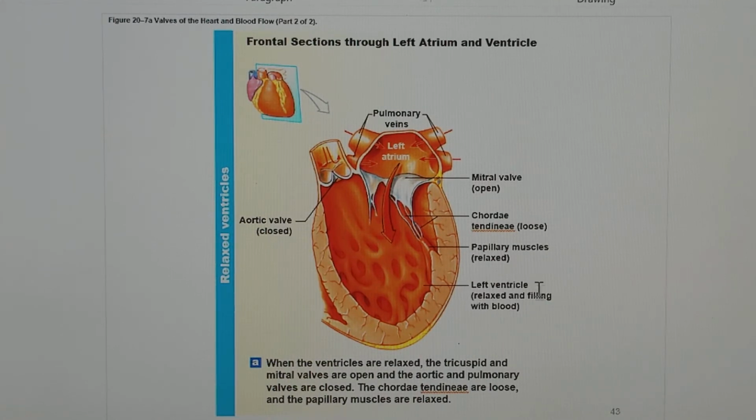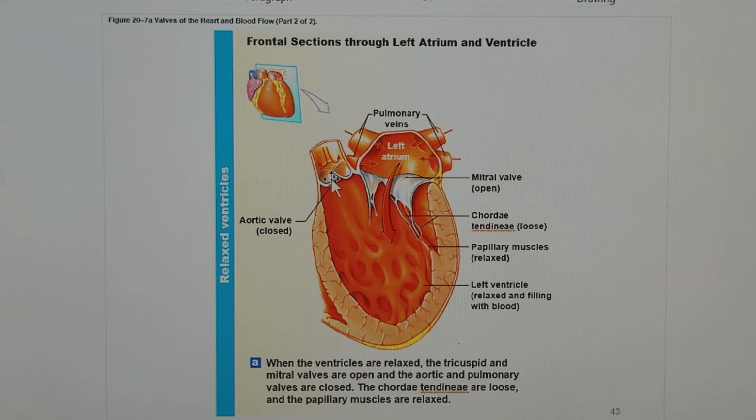I'll go through that again here. As the atrium is filling blood into the ventricles, the mitral valve is open. Blood comes in here. It's coming from the pulmonary veins, having just been oxygenated by the lungs, and dropping into the ventricle here.